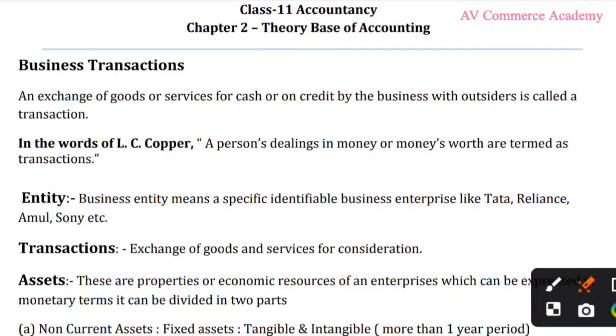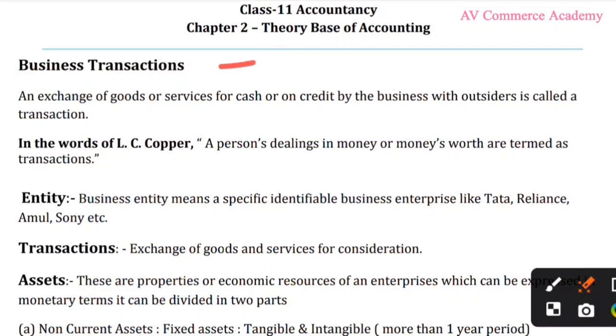What is a business transaction? Simply, a transaction is an exchange. Exchange means whatever we take or give. It is two-sided, taken or given. So here is a business. A business is nothing but something we run to earn a profit by buying and selling.